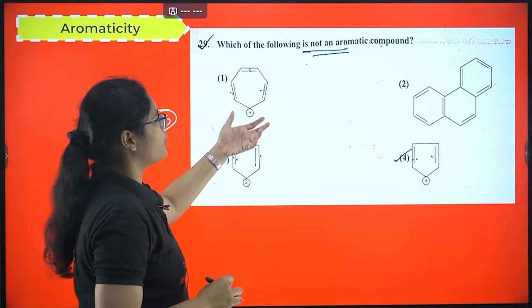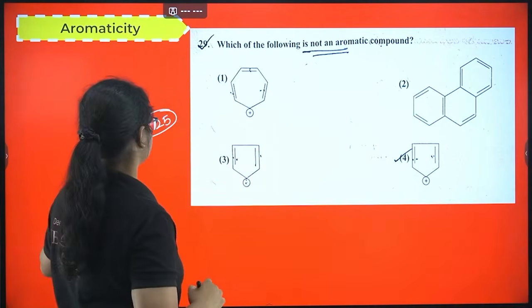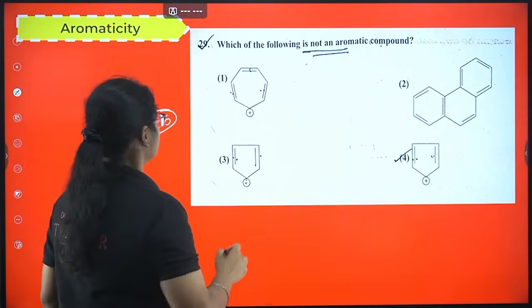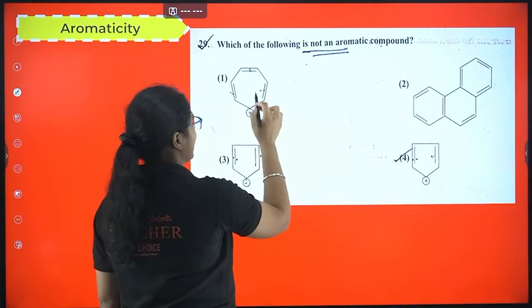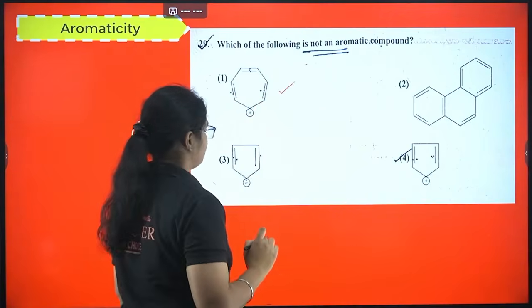Which of the following is not an aromatic compound? So you can see, not an aromatic compound. So first one, we have cyclic structure, all are sp2 hybridized and there is conjugation. So this is an aromatic compound.